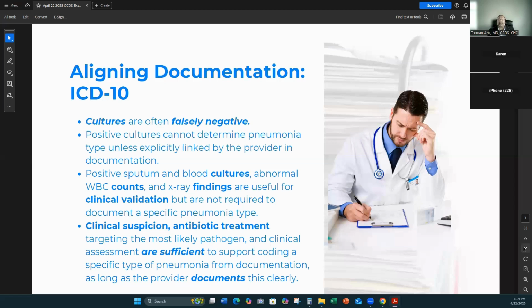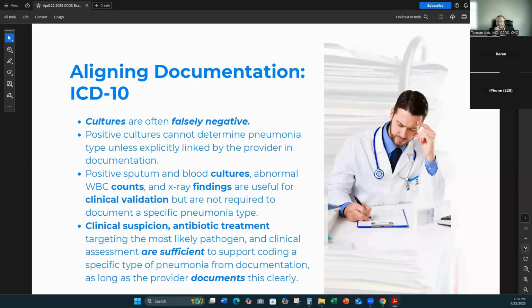Same goes for X-ray findings. If a patient is severely dehydrated, for example, the chest X-ray may not reveal any infiltrates until a little bit more adequate hydration is in place. And we also know that, in general, counts, cultures, X-ray findings, imaging findings, they're helpful for clinical validation once you know the type of pneumonia.